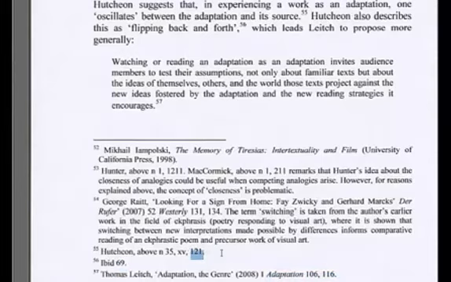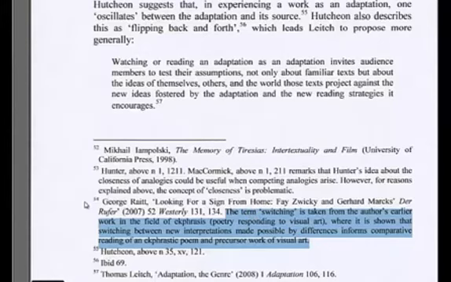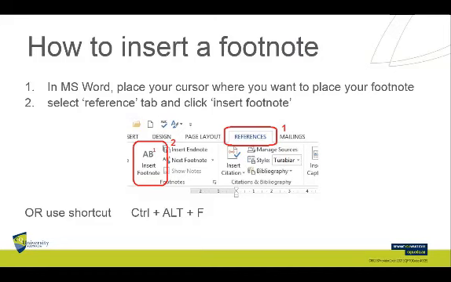While we're on this page, I'll just again highlight the fact that the writer is using footnotes to give extra information. So here they're talking about the term switching is taken from the author's earlier work, etc. So how do we insert a footnote? Well, in MS Word, you can go to the Reference tab at the top line and click Insert Footnote, or you can use the shortcut, which is Control, Alt, and F.